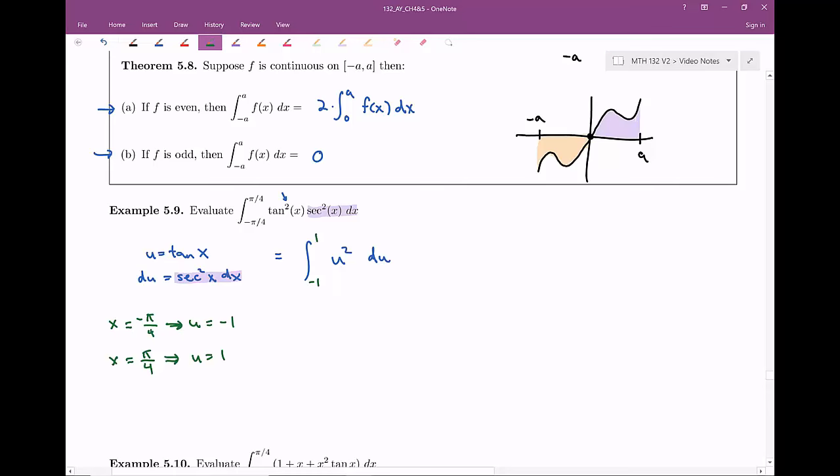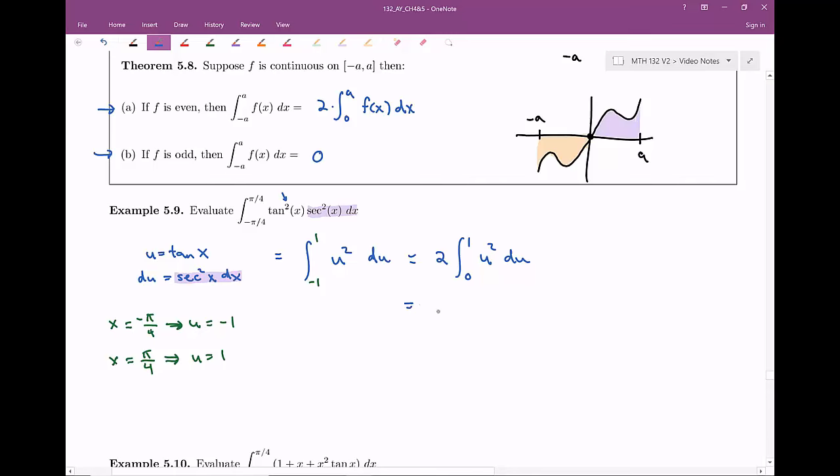And now we really see, first of all, u squared is the classic even function. And we're going from some negative a to a, right? These are the same values, it's just one's negative. So this is a classic even function. And so if we'd like to use this property, we can write down that this will be equal to 2 times the integral from 0 to 1 of u squared du. We just trade that in: 2 times the integral from 0 to a, in this case 0 to 1, of our function.